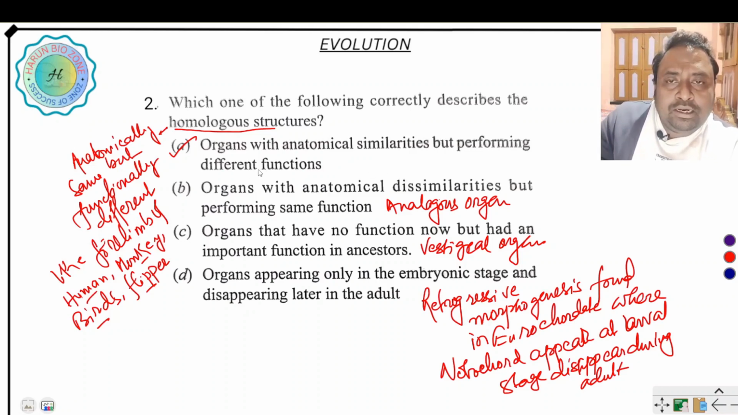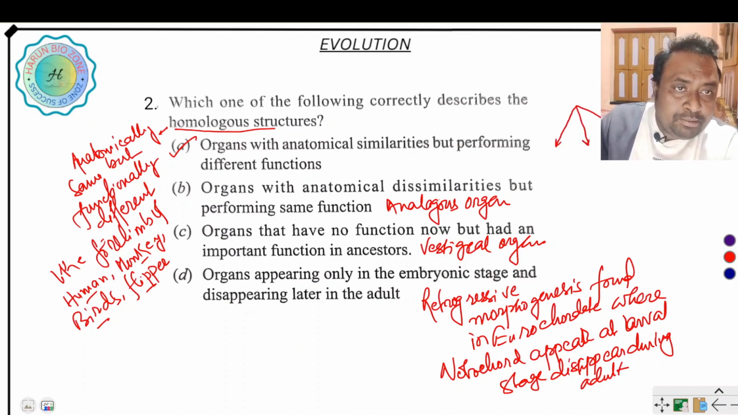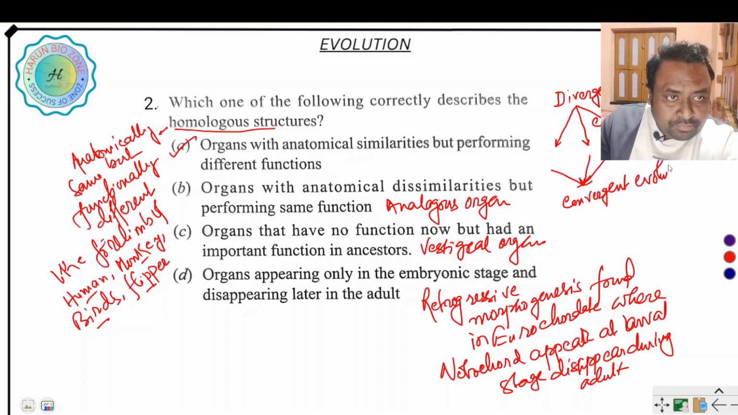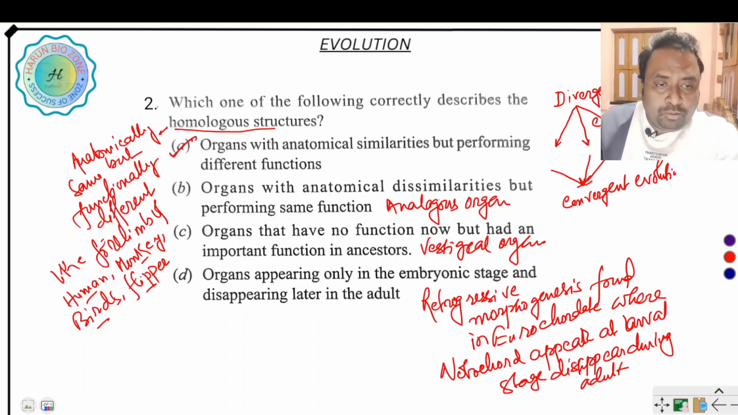So homologous organs show anatomical similarity but functional difference. They show divergent evolution. But organs with anatomical dissimilarities show convergent evolution. Okay, this is convergent evolution. So here the right option is A for homologous organs.